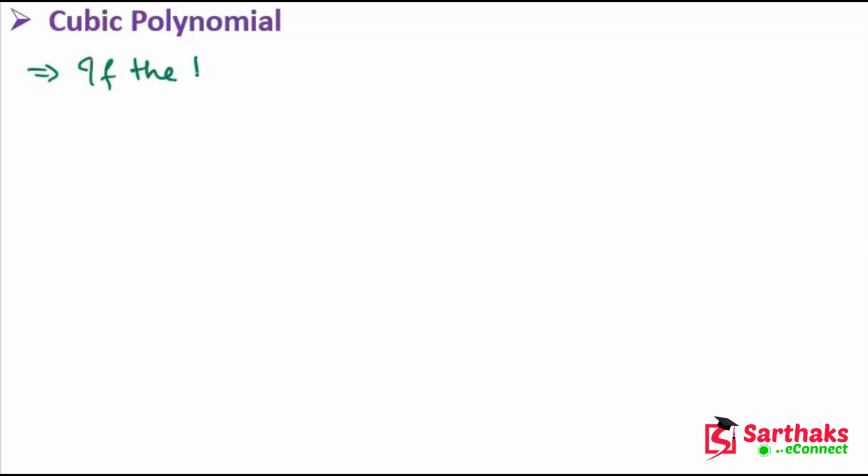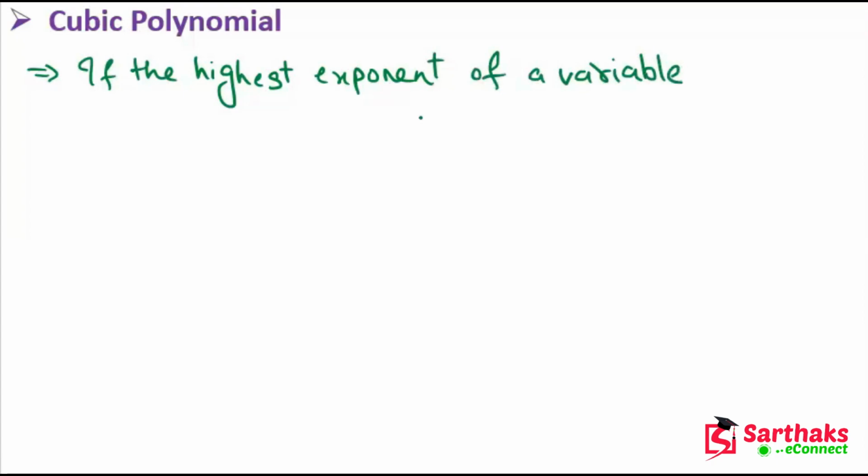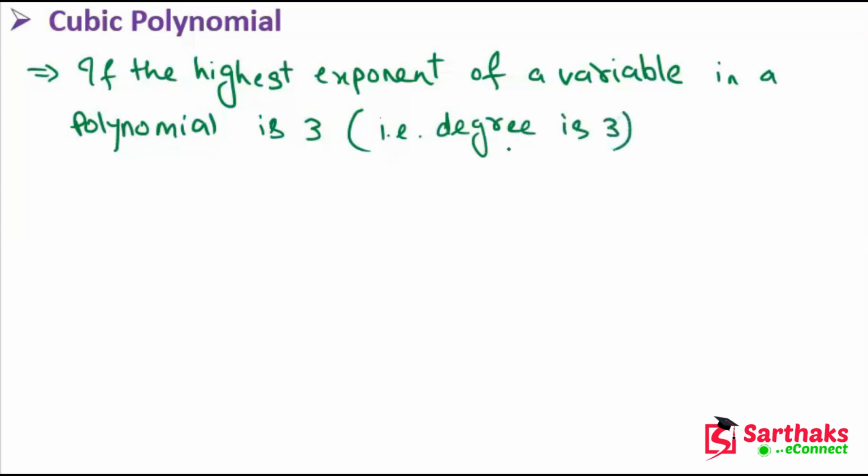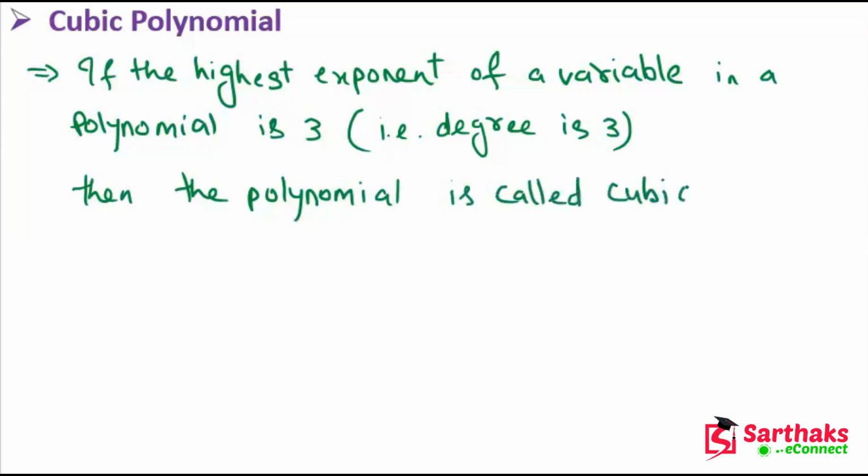So if the highest exponent of a variable in a polynomial is 3, that means the degree of this polynomial is 3, then we can say the polynomial is called a cubic polynomial. I hope you understand these things.